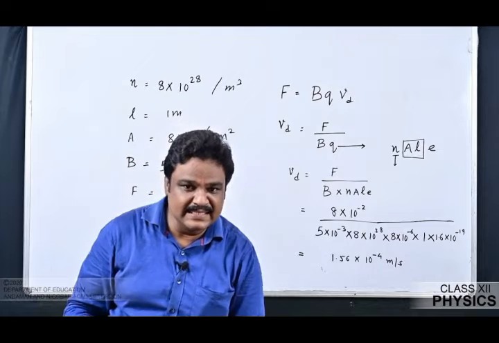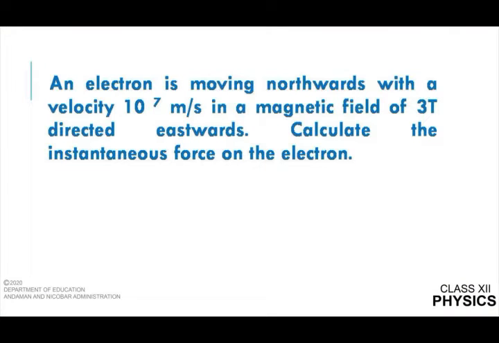What the question says: an electron is moving northwards with a velocity of 10^7 meter per second in a magnetic field of 3 Tesla. Calculate the instantaneous force on the electron. Once again, I'm going to read back the question. An electron is moving northwards with a velocity of 10^7 meter per second in a magnetic field of 3 Tesla, where the magnetic field acts eastwards. Calculate the instantaneous force on the electron.